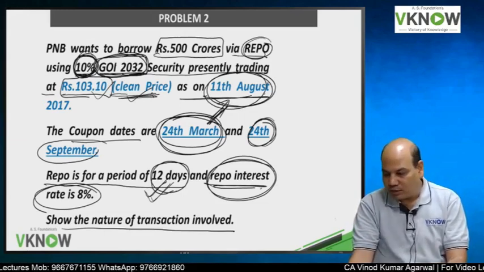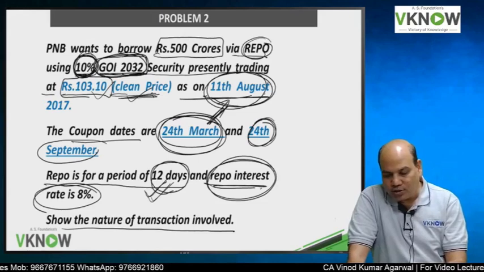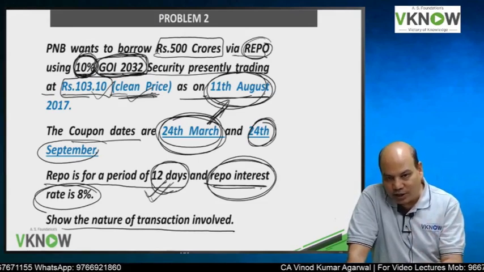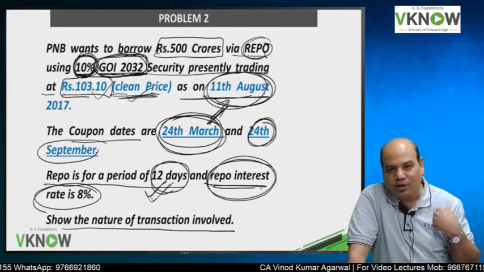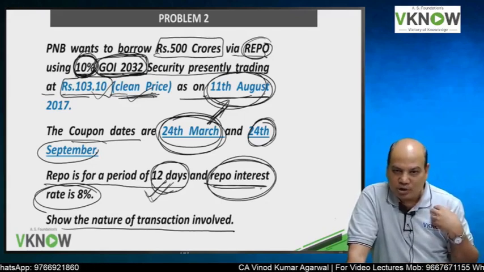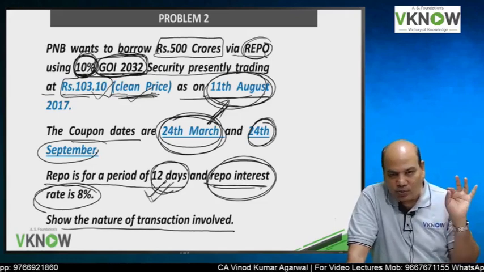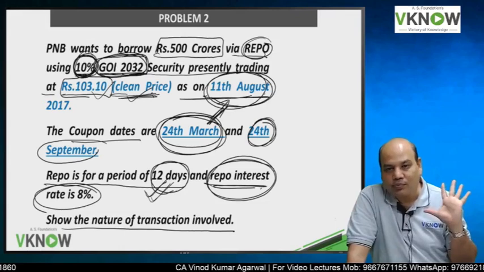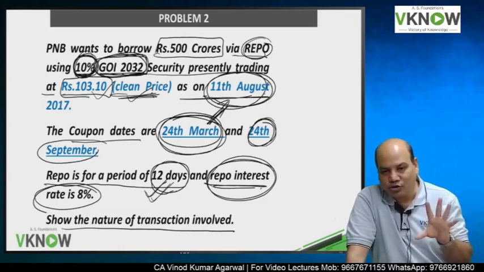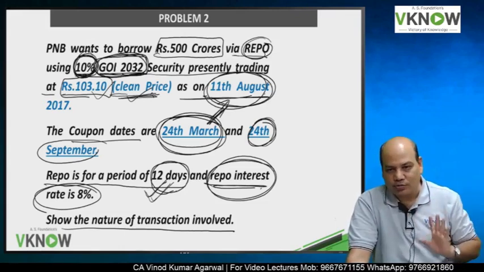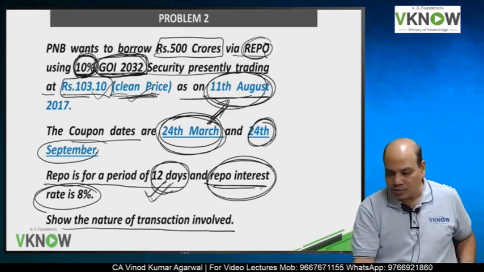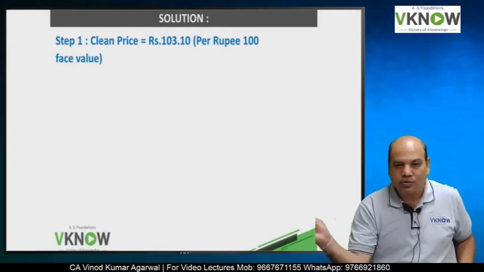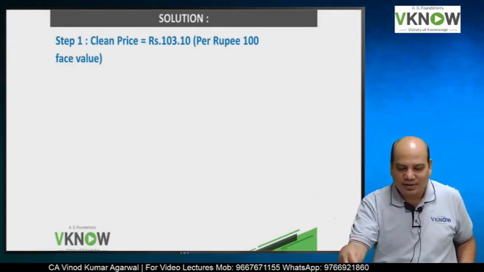So in this problem, I will tell you how to calculate dirty price, the amount of money that will be lent today, the amount that will be repurchased on maturity, and what are the clean price and dirty price today and on maturity also. So this is a complete problem, but this problem does not have initial margin. Okay, are you ready? Yes.